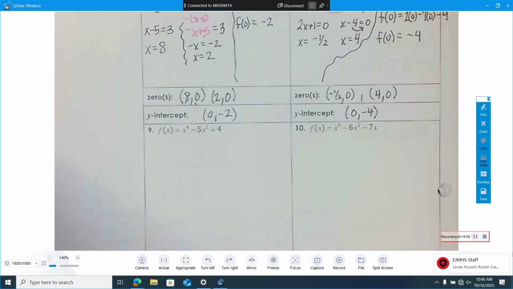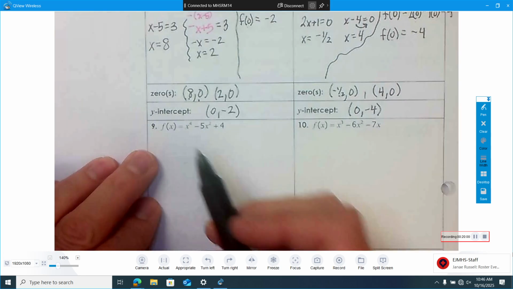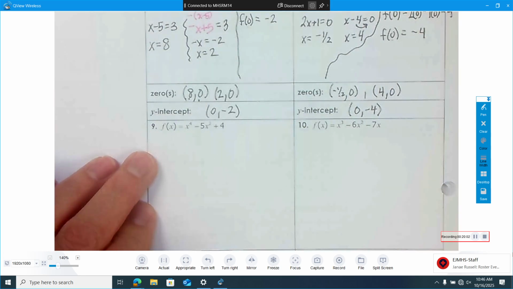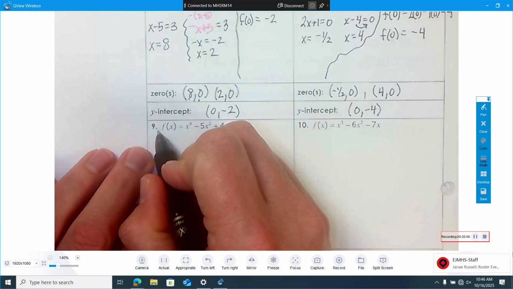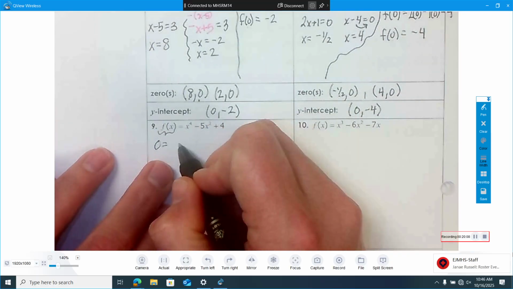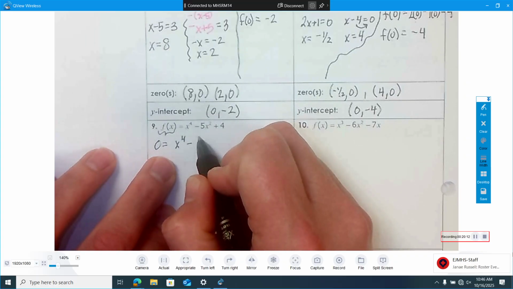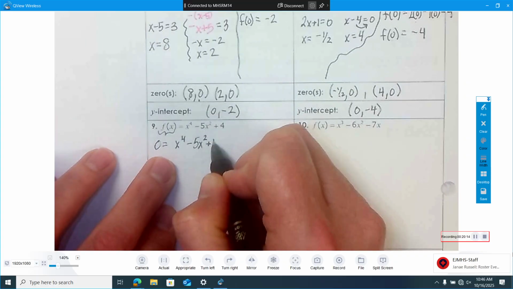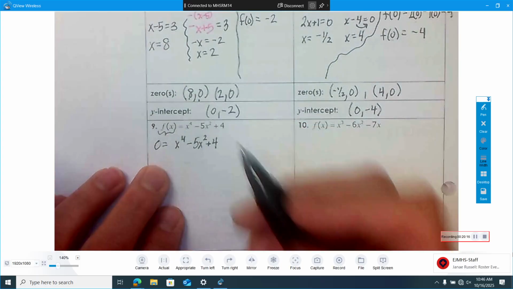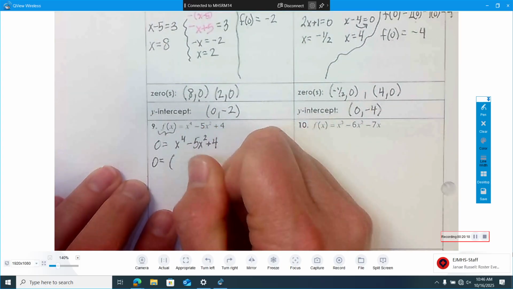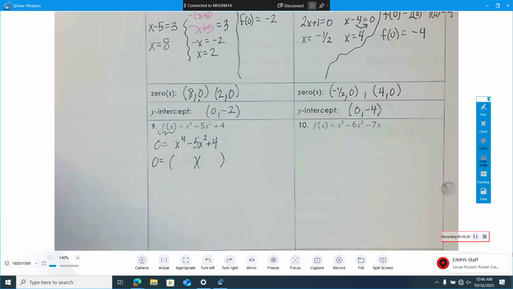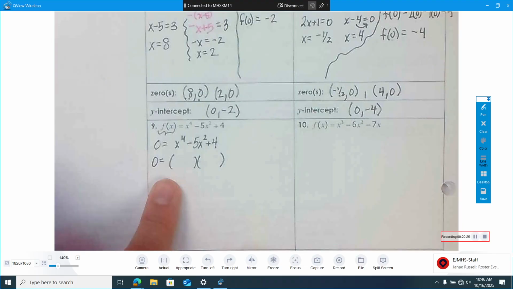Let's look at number 9. Again, we want to start with the x-intercepts. How do I find x-intercepts? Y becomes 0. So we have 0 equals x to the 4th minus 5x squared plus 4. Double bubble again. Very good. It's a trinomial. So double bubble. First times first has to be x to the 4th.